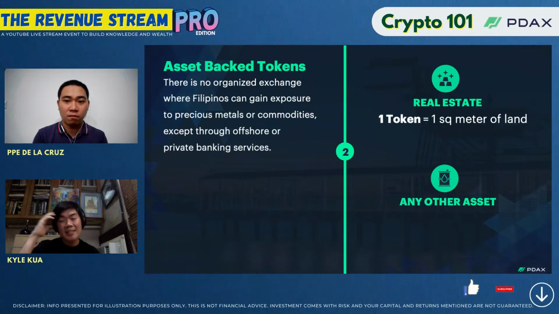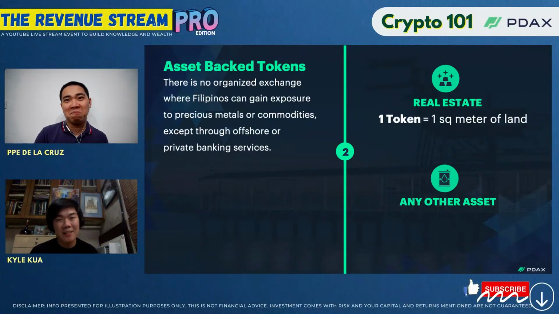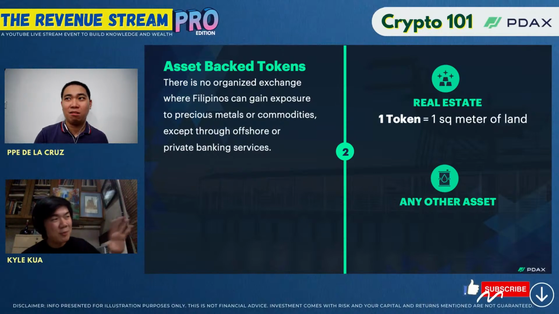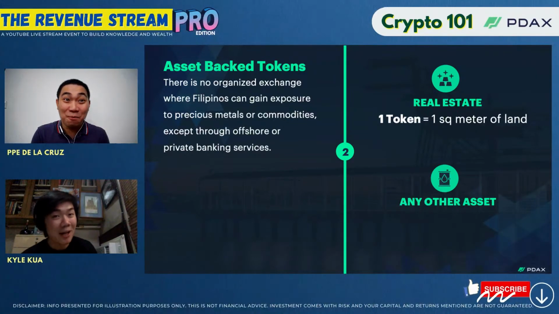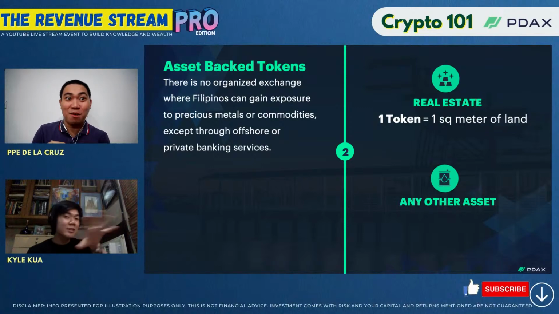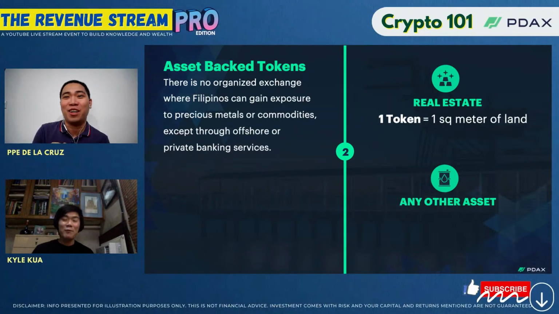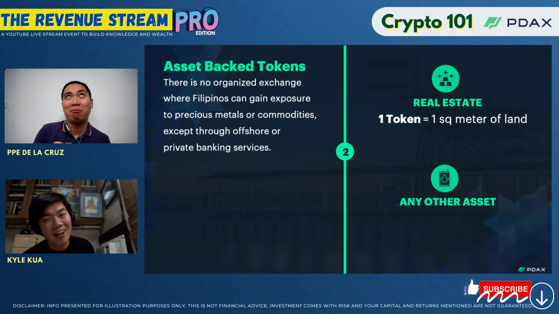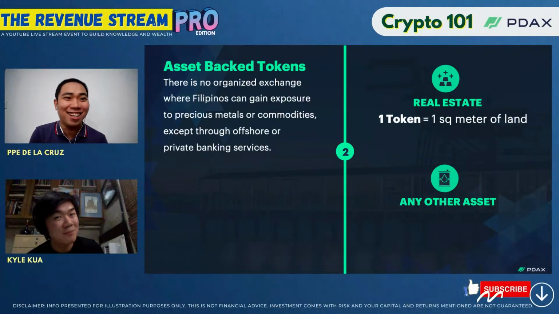And so you have all of these assets that you can tokenize. What about real estate, where one token could actually be 1 square meter of land? Let me ask you, Philip, how much do you think a piece of land in BGC is? Let's say a land with a decent sized building, the whole lot. 200 million, maybe.